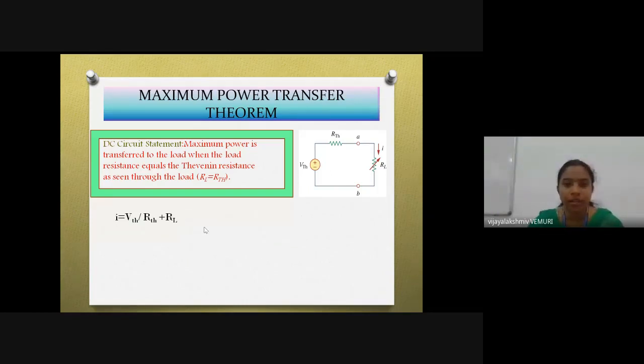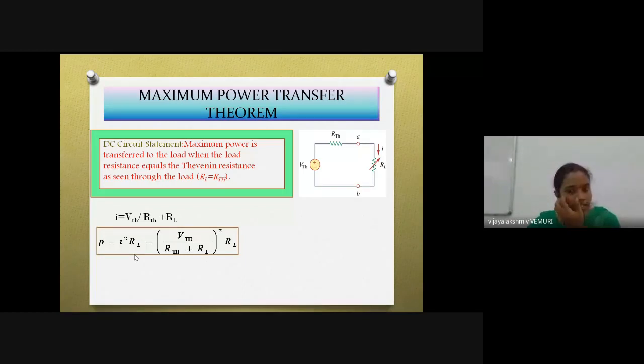Once you get the I value, you can find the power produced in this load, which is nothing but I square into RL. P is equal to V into I, or you can call it I square into RL. So I is equal to VTH by RTH plus RL, whole square, into RL. This is the power equation across the load, that is, the power absorbed by the load for different values of RL. RL is not fixed here; RL is a variable in this case.